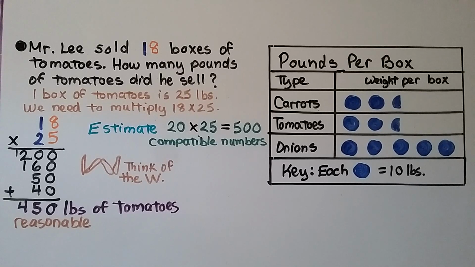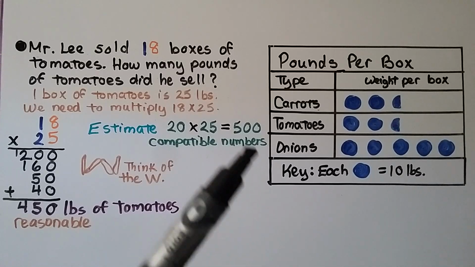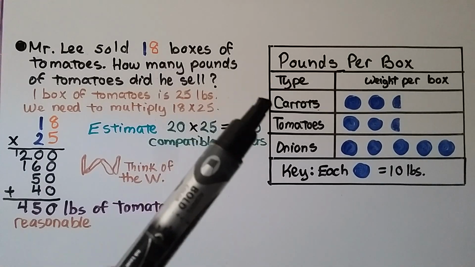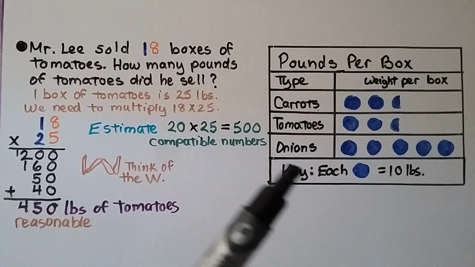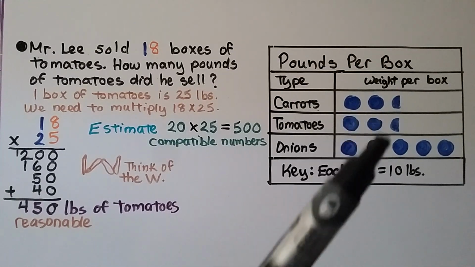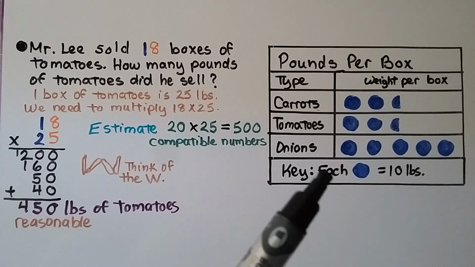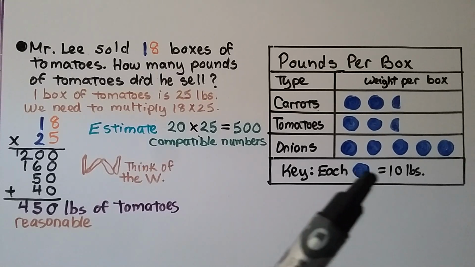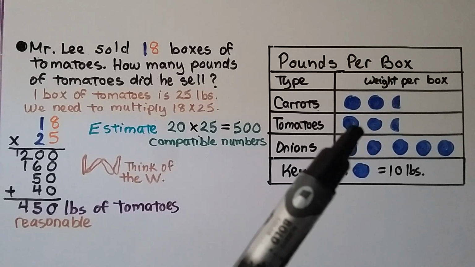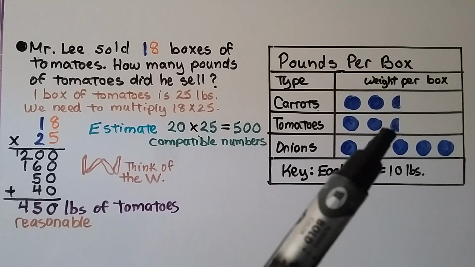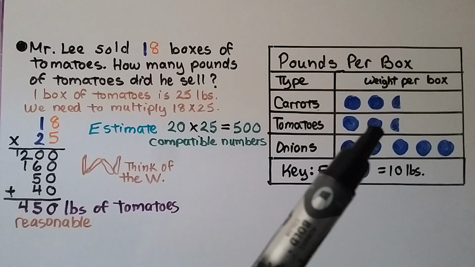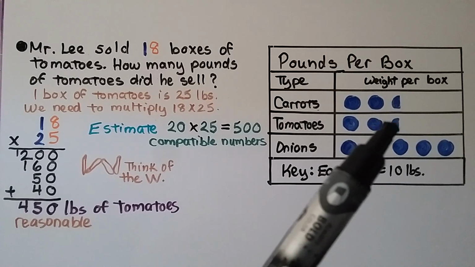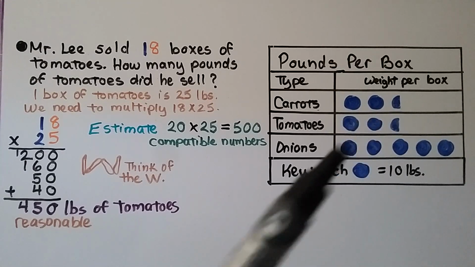Mr. Lee sold 18 boxes of tomatoes. How many pounds of tomatoes did he sell? So let's look at this table. It says pounds per box. We've got carrots, tomatoes, and onions, and it says weight per box, and it's got these blue dots. The key says that each full blue dot is equal to 10 pounds. Well, if each one is equal to 10 pounds, and we have 1, 2, and a half, that's 10 pounds, and half of 10 is 5, that's 25 pounds.